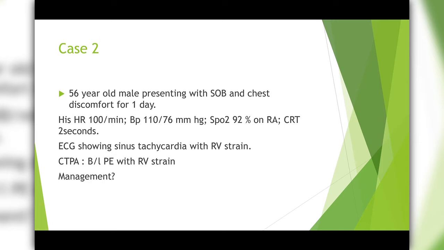In case 2, we have a 56-year-old male presenting with shortness of breath and chest discomfort for 1 day. His heart rate is 100 per minute, blood pressure is 110/76, saturating at 92% on room air, and his cap refill is 2 seconds. His ECG showing sinus tachycardia with RV strain, and his CTPA showed bilateral PE with RV strain. How do we manage this patient? And how does this management differ from the patient in our case 1?